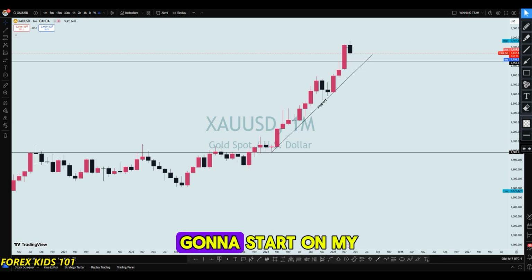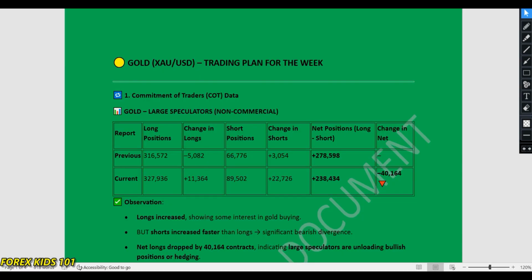So first, I'm not gonna start on my chart, guys. I'm gonna start with the COT data. So let's go. So here we are, guys, on my COT data.